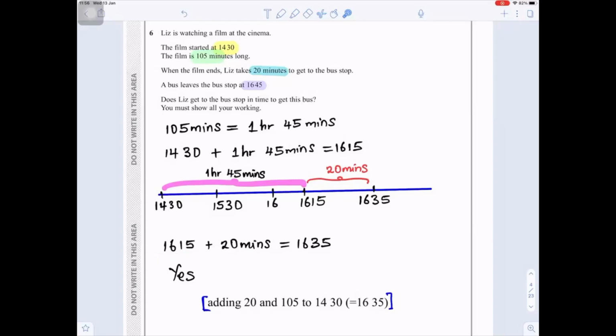But the bus leaves the bus stop at 16:45. So Liz gets there at 16:35, and the bus leaves at 16:45. So 16:35 is before 16:45. So does Liz get to the bus stop in time to get the bus? It's a yes from me. And that's how you do it, and showing the work neatly.